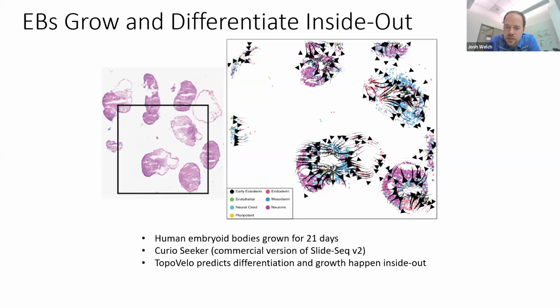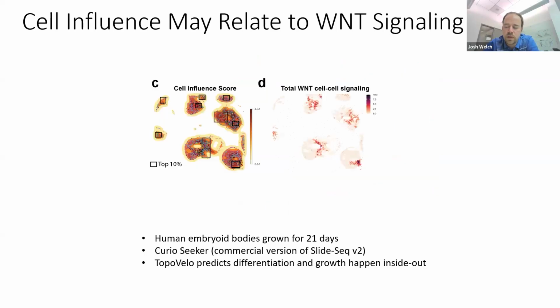And so we thought this made a lot of sense, and we found some support in the literature from people who did live cell imaging that these EBs do seem to grow from the inside out. We also calculated cell influence scores, and we identified positions within each EB that were predicted to have the largest influence. Interestingly, these don't seem to be in a consistent position, possibly because these EBs have such different shapes. But the cells with the most influence often do seem to be close to this central lumen.